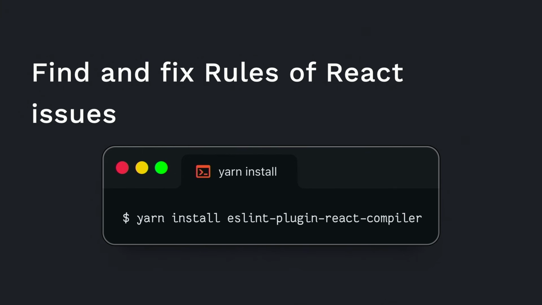As we also saw in the demo, the compiler ships with an ESLint plugin. That surfaces the compiler's diagnostics right inside of your editor, which is really nice, because it's the first time we've been able to show rule of React errors in your code. The current React ESLint rules only show you the rule of hooks, which is only a subset of our rules.